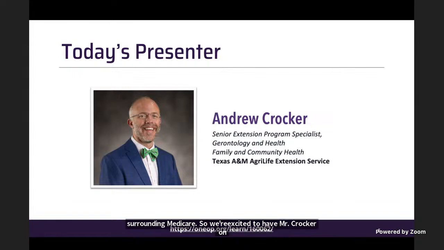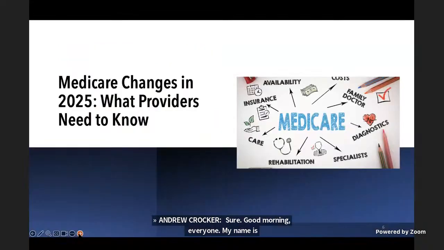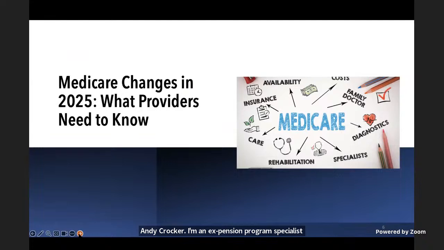Sure. Thanks, Rachel. Good morning, everyone. My name is Andy Crocker, and as Rachel said, I'm an extension program specialist with Texas A&M AgriLife Extension Service. And since you're all telling me where you're from, I'm in Amarillo, Texas. So that's way up in the Panhandle. And I'm actually closer to Denver, Colorado than I am to Dallas. So it's high here, it's dry here, and we actually get snow here.